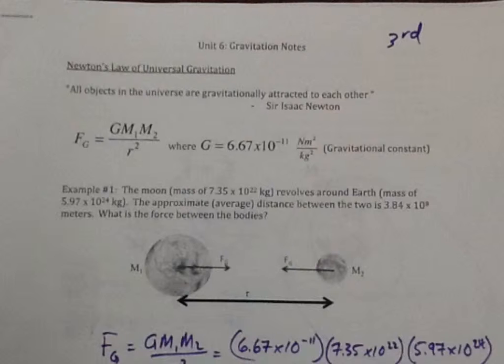G is Newton's gravitational constant, which is 6.67 times 10 to the negative 11 newton meters squared per kilogram squared. The m's are the two masses, and r is their separation distance. So it's not like a radius of a circle. It's not half the distance, but it's the full distance between the two masses from center of mass to center of mass.